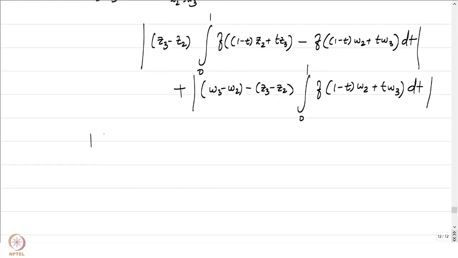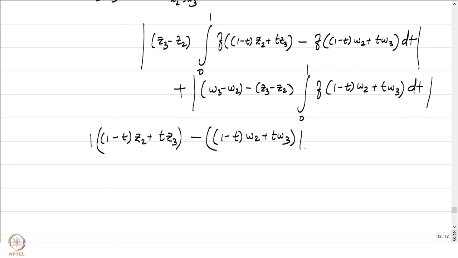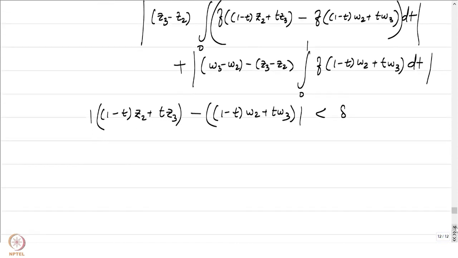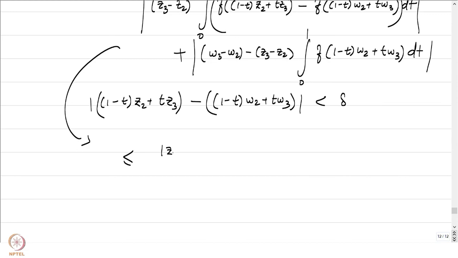Now, we are in good shape, because if you look at (1 minus t) z2 plus t z3 minus (1 minus t) w2 plus t w3, this is less than delta. And therefore, this quantity in the brackets is going to have absolute value less than epsilon. So, this is less than or equal to mod of z3 minus z2 times epsilon times 1 minus 0, which is 1. And the second one will be the absolute value of w3 minus z3 plus the absolute value of w2 minus z2, times the integral of f, which has absolute value less than or equal to M on T bar. So, in particular, this is going to be less than M.